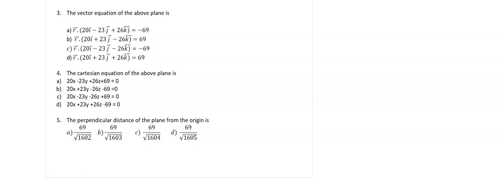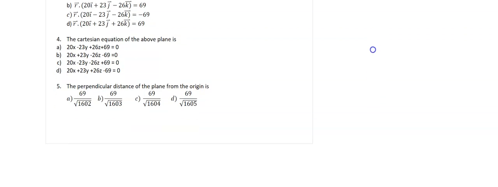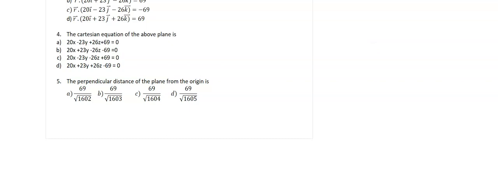Now the fourth question goes, the Cartesian equation of the above plane is A, 20x minus 23y plus 26z plus 69 is equal to 0. B, 20x plus 23y minus 26z minus 69 is 0. C, 20x minus 23y minus 26z plus 69 is equal to 0. And D, 20x plus 23y plus 26z minus 69 is equal to 0.